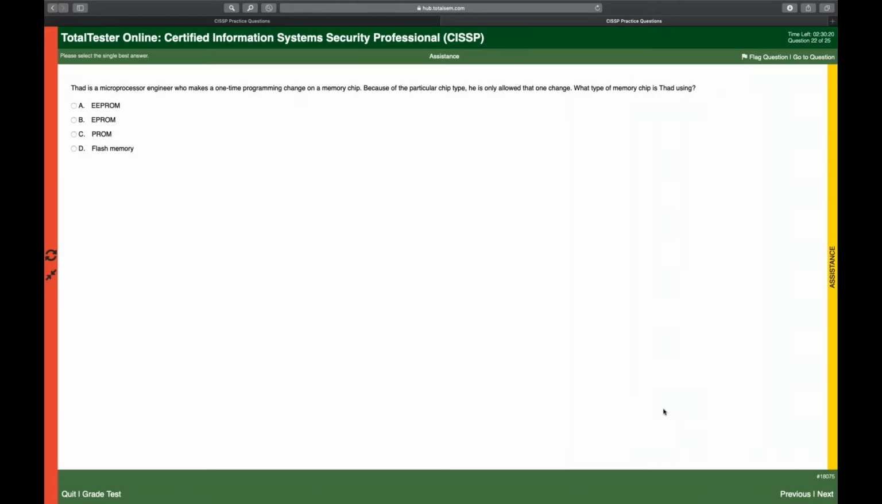22, Thad is a microprocessor engineer who makes a one-time programming change on a memory chip. Because of the particular chip type, he is only allowed that one change. What type of memory chip is Thad using? Well, I do not know, but I can guess. Anyone else? I'm going to guess Delta. Yeah, I was going to say Delta too. Can flash memory be changed?